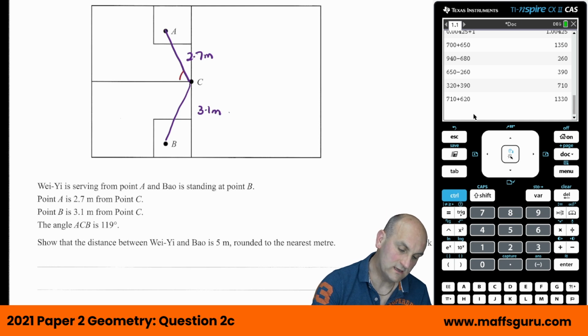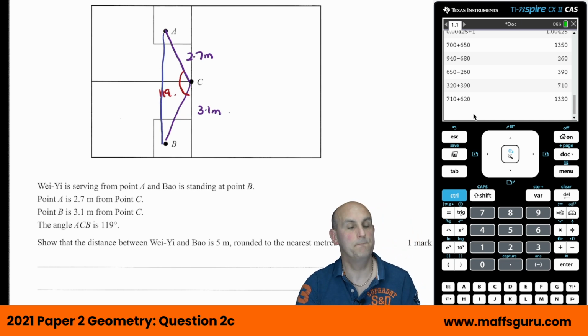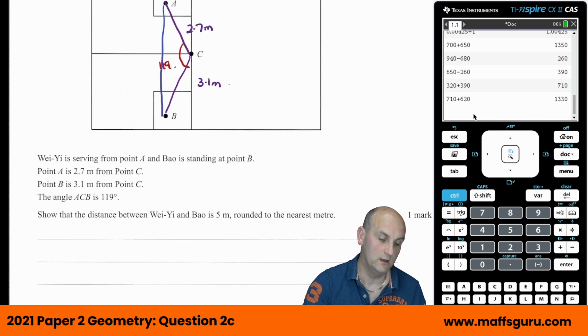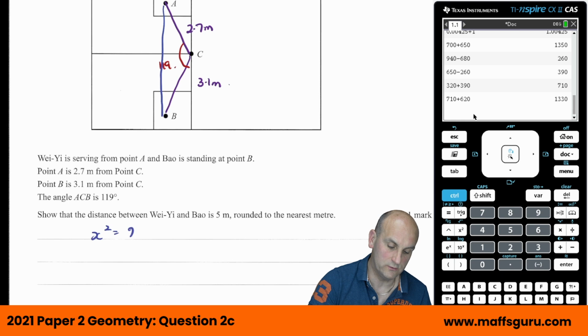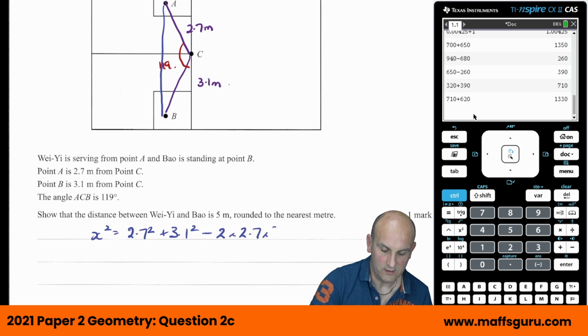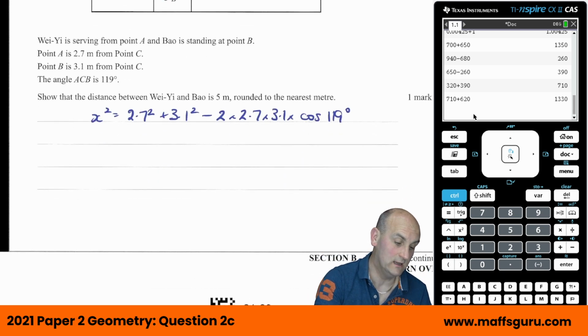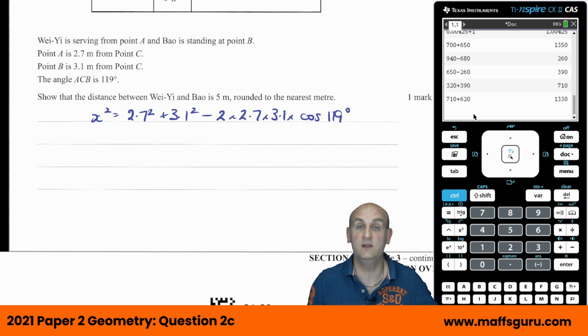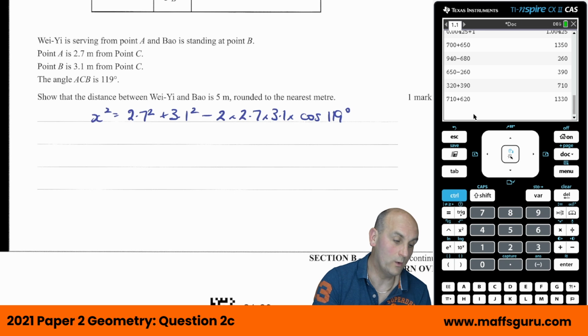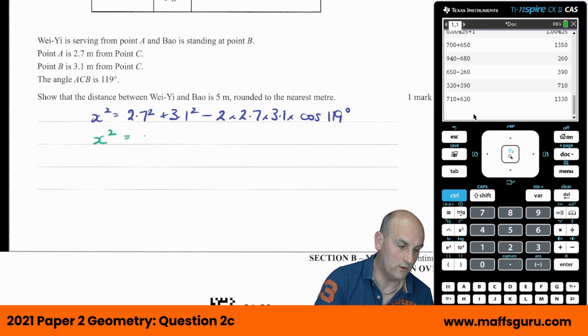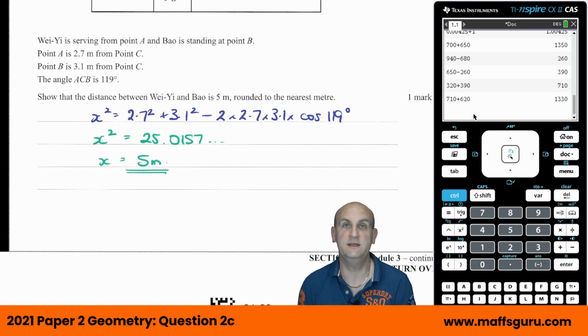We knew the angle was given here as 119 degrees, and it wanted us to find the distance between the two of them. Beautiful cosine rule question. So I know that x squared was equal to 2.7 squared plus 3.1 squared minus 2 times 2.7 times 3.1 times the cosine of 119 degrees. Sadly, when I did this, because I teach specialist methods, I, like a muppet, left it in radians. That was annoying. But when I corrected it, that gave me an x squared value of 25.0157..., which when you square root it, gave you the required answer of approximately 5 meters.